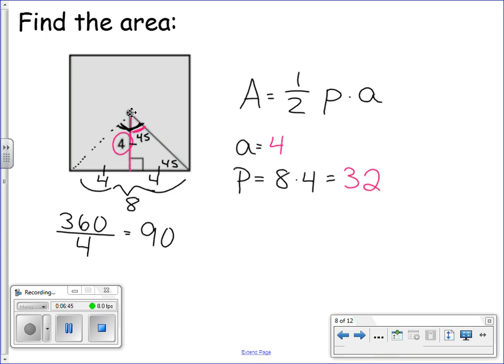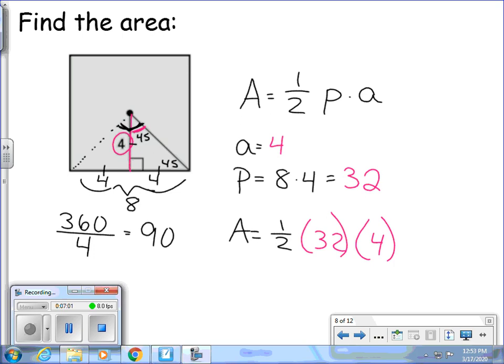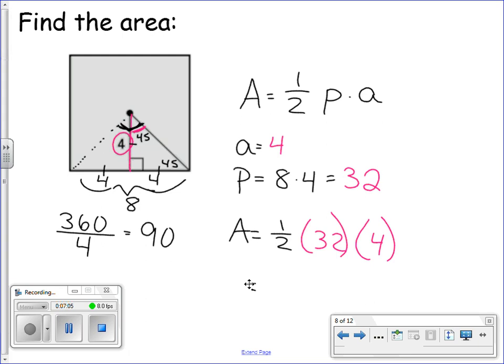Now I have everything I need to find the area. So area is equal to 1/2 times the perimeter, which is 32, and the apothem, which is 4. Plug that into your calculator, and we get that the area is equal to 64.